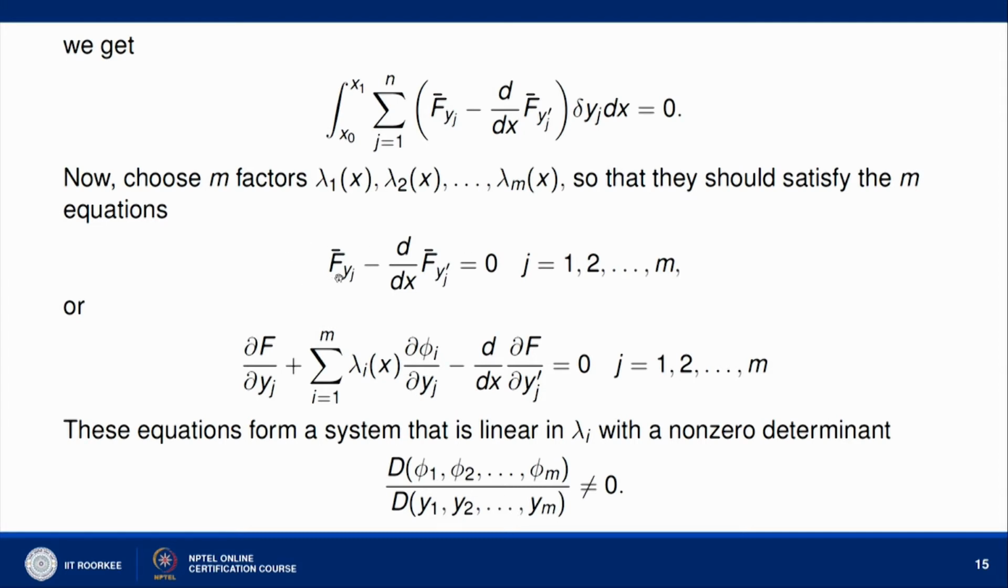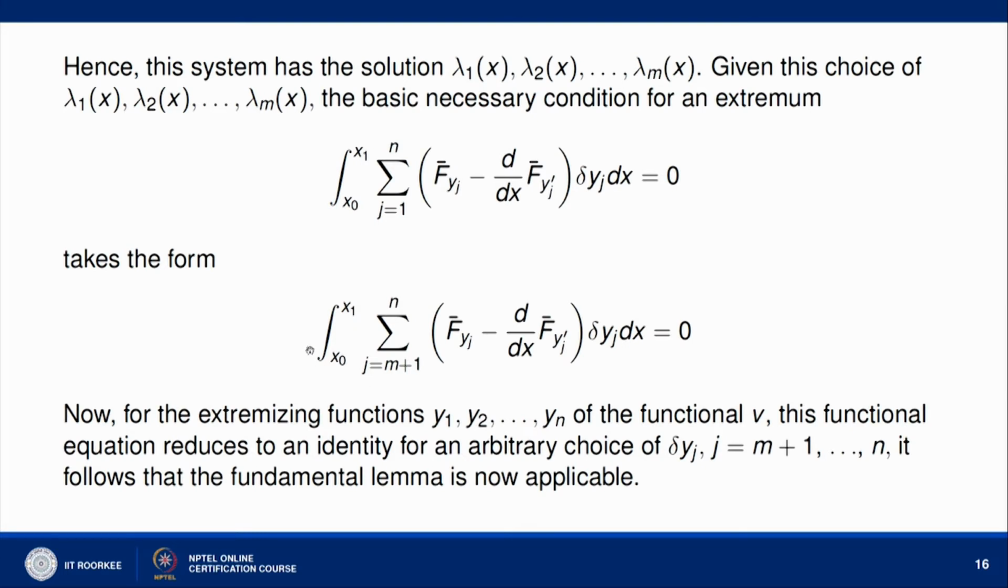So if these equations are true for j equal to 1 to m, putting this into the equation, we have the integral x0 to x1. Now the summation is reduced to j equal to m plus 1 to n. Initially it was from 1 to n, now it is reduced to m plus 1 to n, of f bar_yj minus d by dx f bar_yj dash, delta yj dx equal to 0. So now these delta yj are arbitrary in some sense. So we can say that for the extremizing functions y1 to yn of the functional v, this equation reduces to an identity for an arbitrary choice of delta yj, j equal to m plus 1 to n.